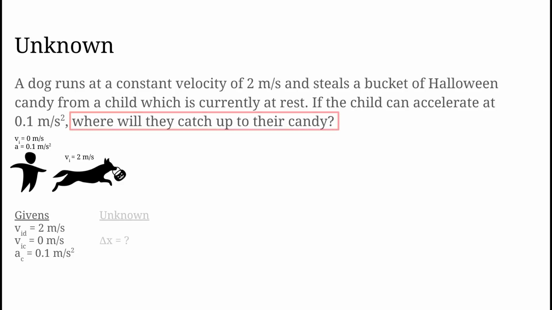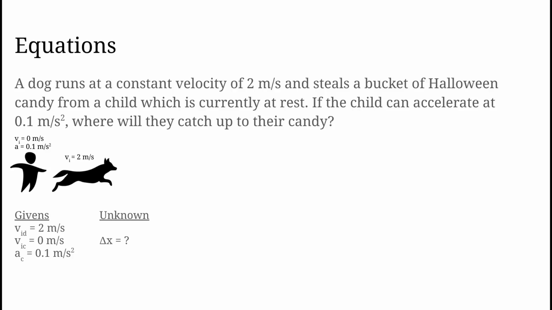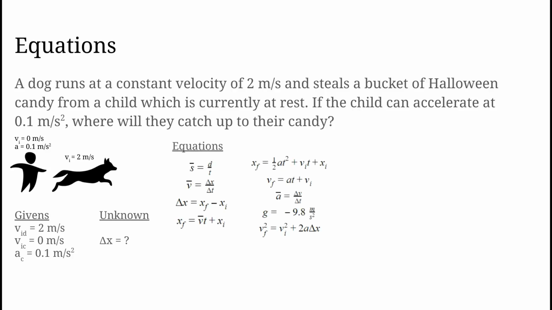Our unknown is where will they catch up to the candy, and so that is that displacement, how far they'll be from where the dog steals the candy from the child. For equations, we've got lots to choose from, and here we have to be very careful as we are choosing them because for the dog, we have to choose a constant velocity equation, seeing as the dog isn't accelerating at all. It just tells us that the dog is moving at a constant velocity.